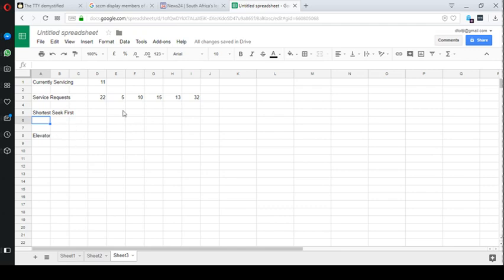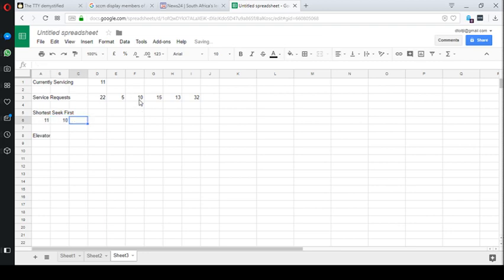Shortest seek first says start at the current servicing cylinder and try to find the cylinder that is closest to it, the shortest distance between the two. In this case, it is very easy to see that the closest one is 10, because there's only a 1 cylinder difference between the two. So currently we're servicing 11, and then we're going to 10.